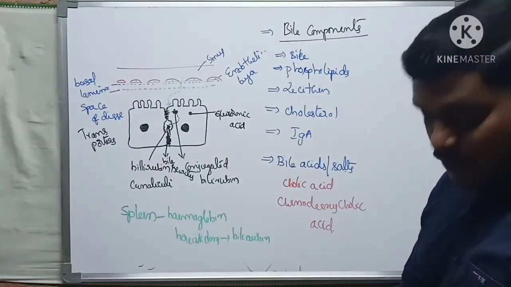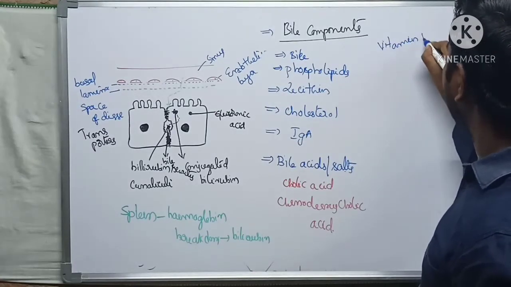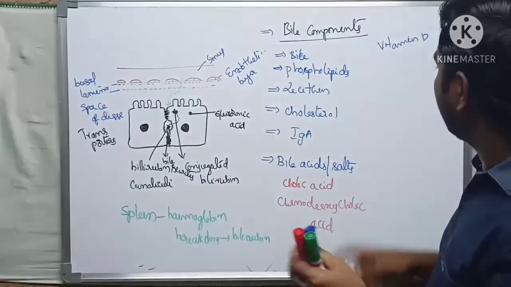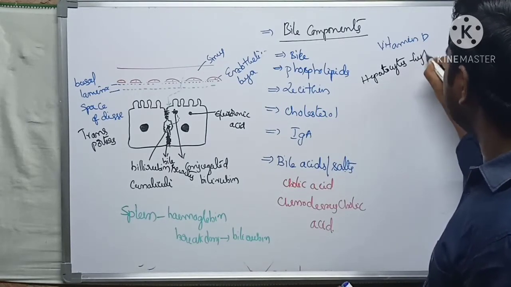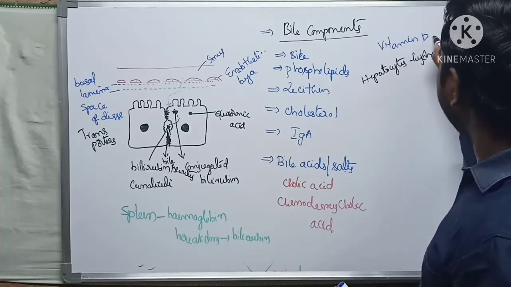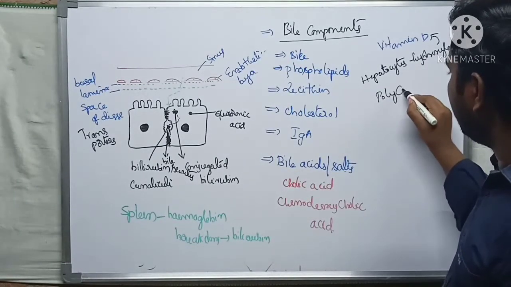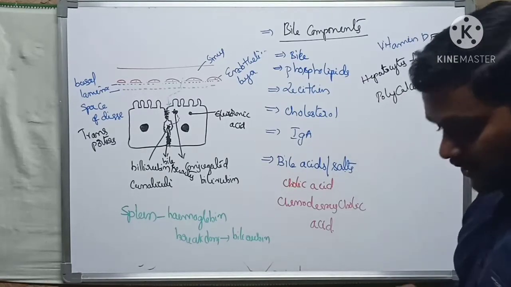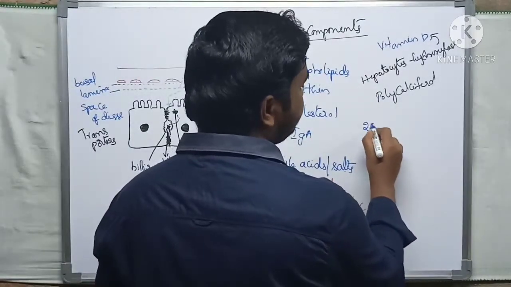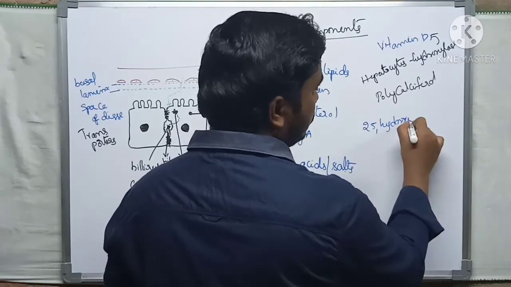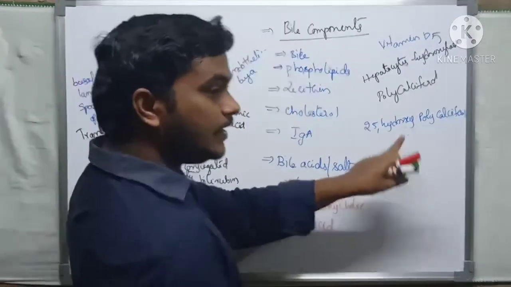Hepatocytes also modify vitamin D. Actually, hepatocytes hydroxylate the vitamin D. Vitamin D is secreted in the form of cholecalciferol. This cholecalciferol is modified by the hepatocytes into 25 hydroxy cholecalciferol in the liver.